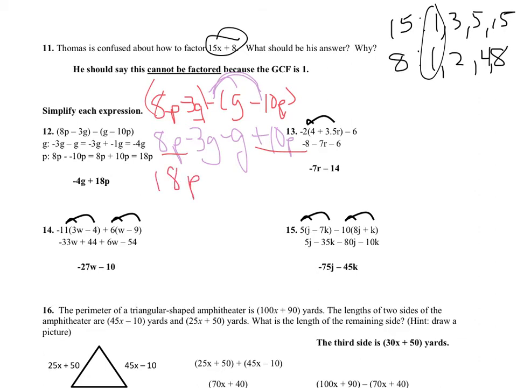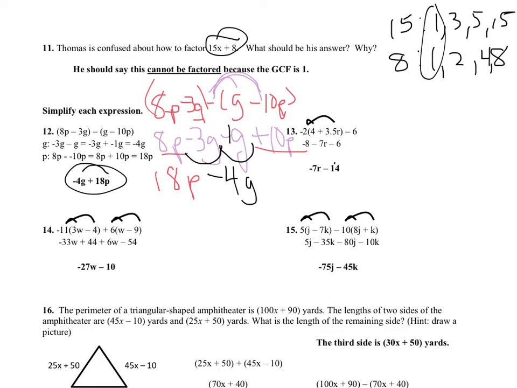Then I'm going to change colors, and I'm going to look at negative 3g and negative g. Negative and a negative, same signs, find the sum. So 3 plus the 1 is a 4g. Keep the sign. So we have 18p minus 4g, or as she wrote it, negative 4g plus 18p. Both are correct.